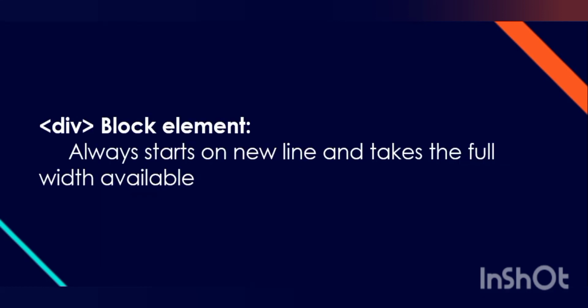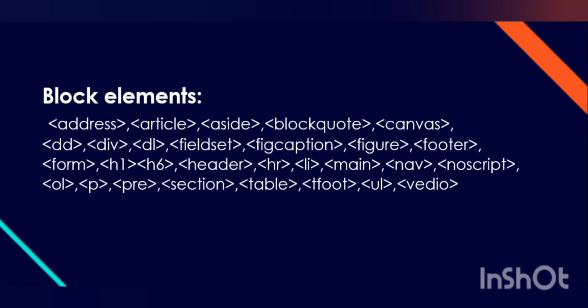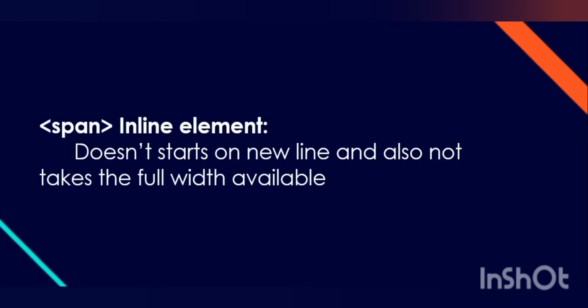Div is a block element. Block elements always start on a new line and take the full width available. These are all block elements: address, article, blockquote, canvas. On the other hand, span is an inline element, which doesn't start on a new line and also doesn't take the full width available.